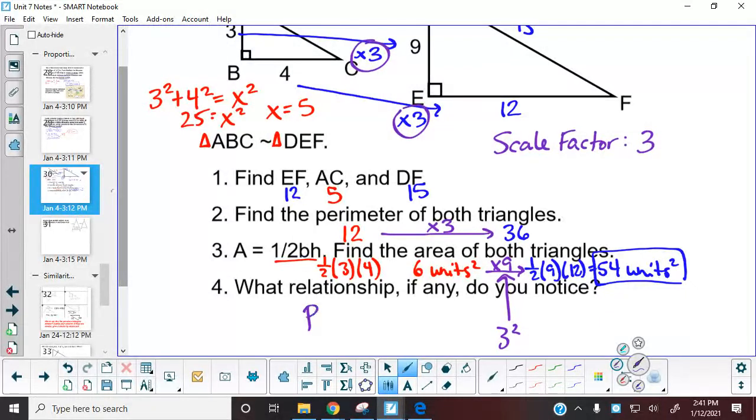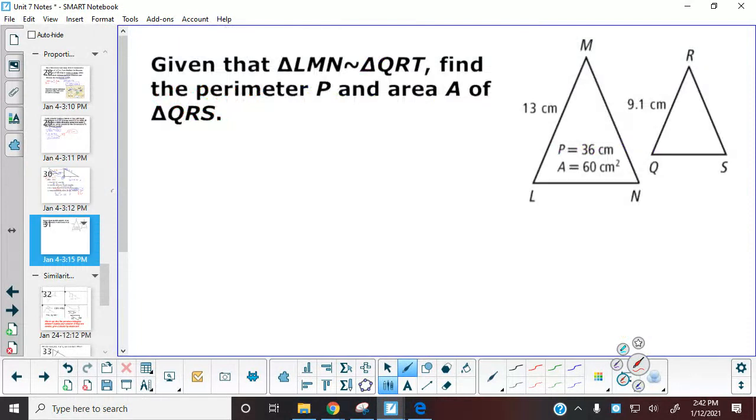So for your perimeter, you are multiplying each side by 3. For your area, you are multiplying by 9, which is really 3 squared. Okay, so think about it like this. If you knew you were multiplying the first one by 4 to get to the second one, so let's say again that the scale factor is 4, your perimeter would be multiplied by 4, but your area would be multiplied by 4 squared, which is 16. Okay, so just process that. We're going to use this concept with this next one, and hopefully you'll solidify that concept.